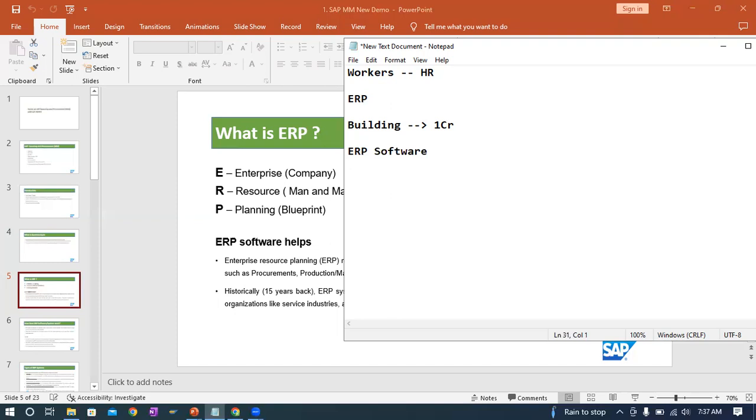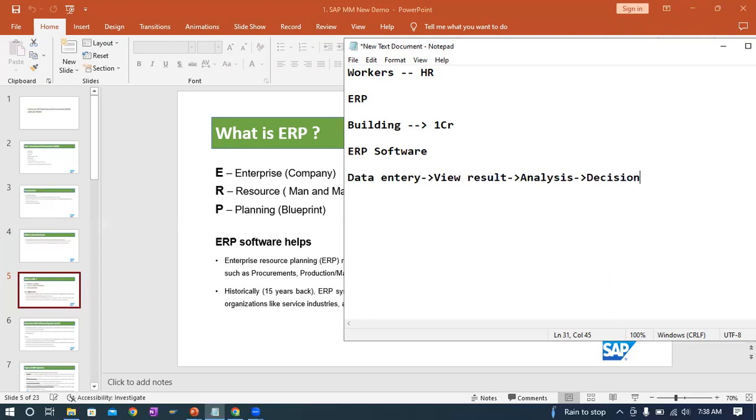ERP software is nothing but something used for data entry of the business, and they can view the results at any point of time, then do some analysis on that, then take the decision. These are all the activities they expect from any ERP software.